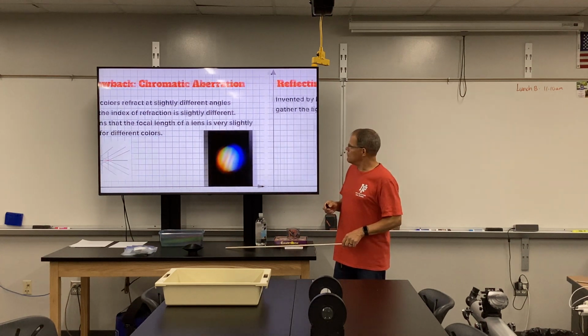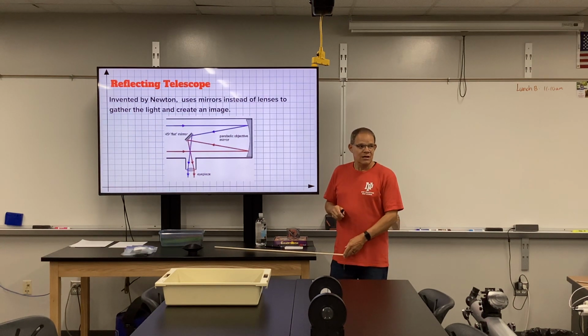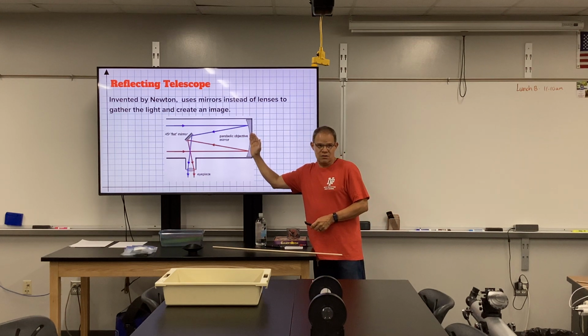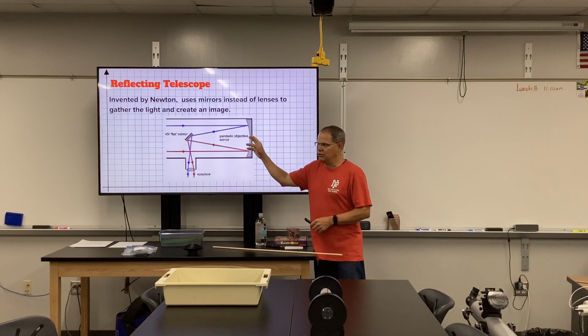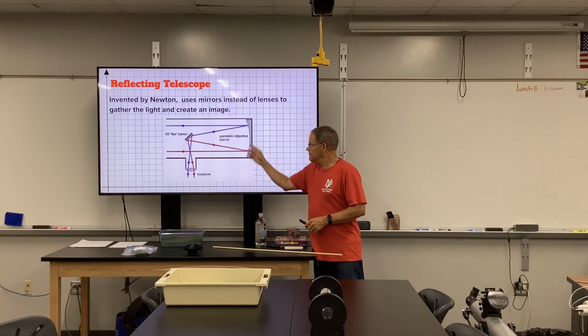So Newton solved the problem by making a telescope that did not use refraction. He used a mirror, which uses reflection. And for reflection, all the colors reflect at exactly the same angle. And so he could build a better telescope using a reflecting objective instead of a refracting.